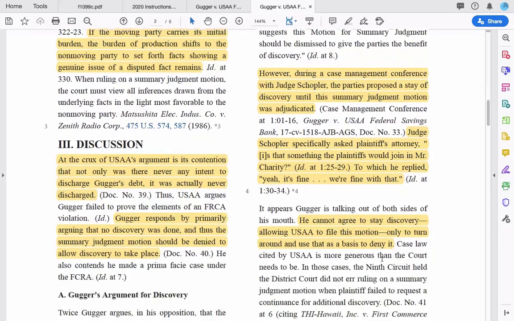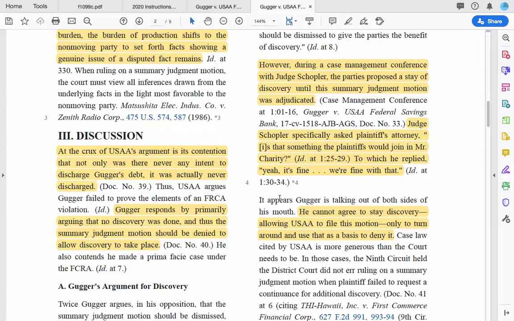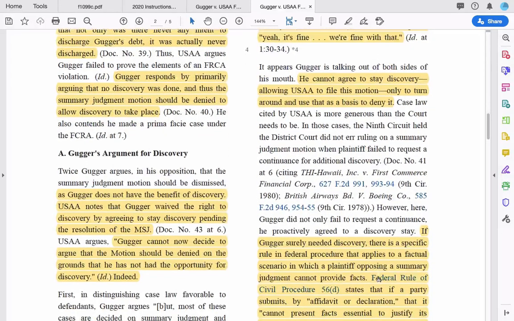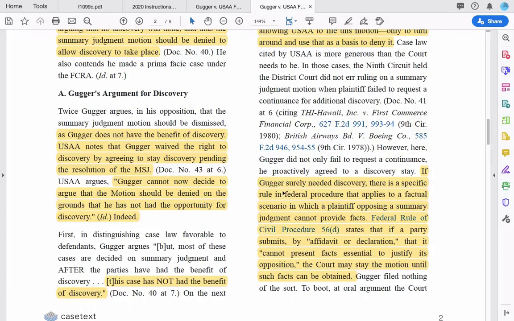We're fine with that. And the judge says, now you're talking out of both sides of your mouth, because you can't agree to stay or freeze discovery so that the bank files this motion and then say, hey, I don't have any discovery, so deny that motion. And the court points out that if the plaintiff thought that he needed discovery, you can file something.